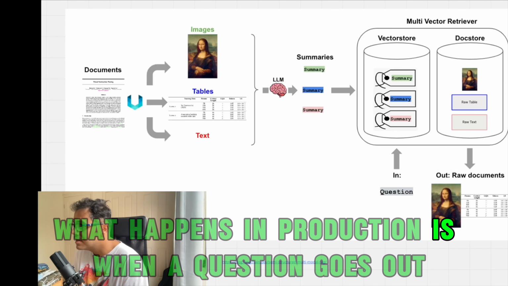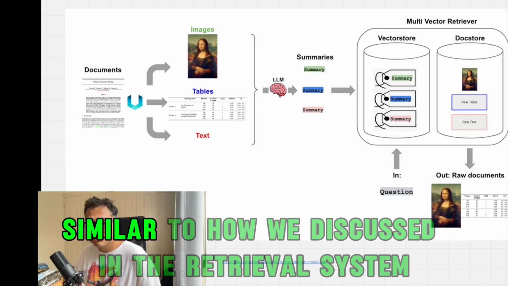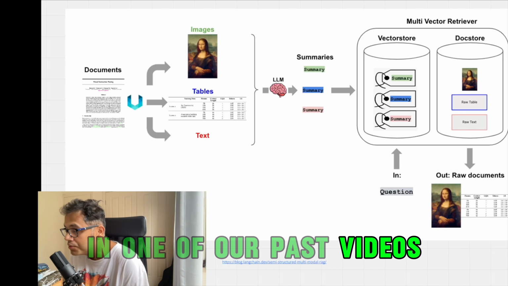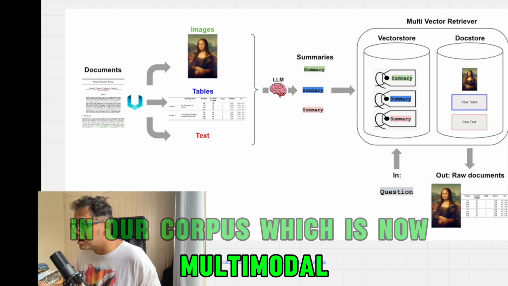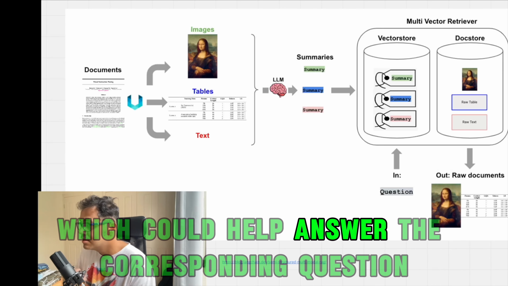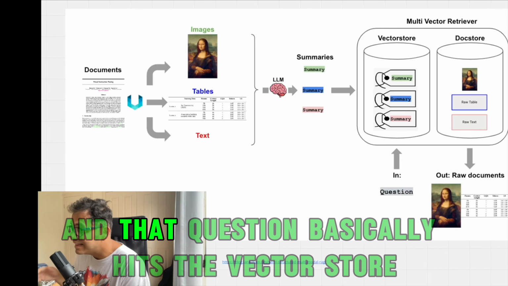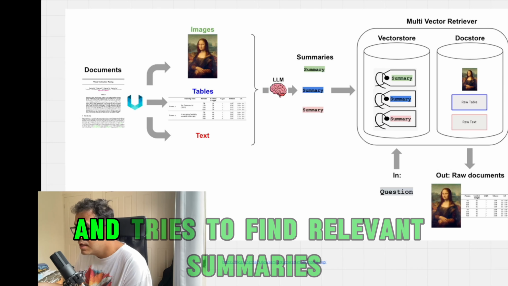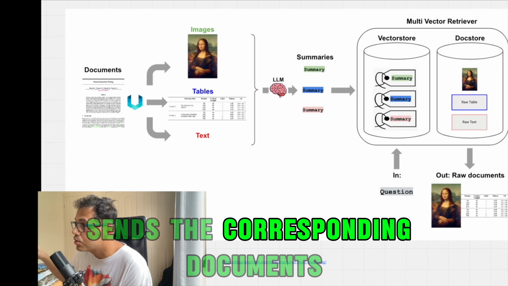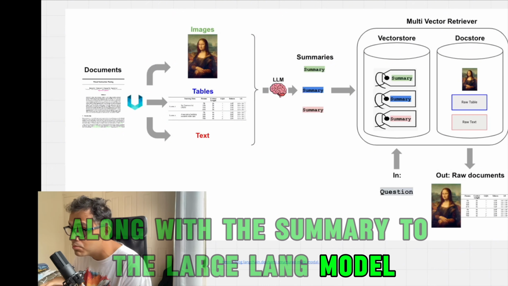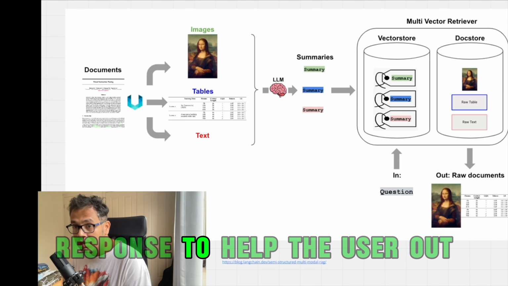Now, what happens in production is when a question comes through a retrieval system, similar to how we discussed in one of our past videos, we have to find corresponding document chunks in our corpus, which is now multimodal, which could help answer the question or the information being sought by the user. That question basically hits the vector store and tries to find the relevant summaries. And correspondingly, it sends the corresponding documents along with the summary to the large language model, which can put that together and provide a good response to help the user out.